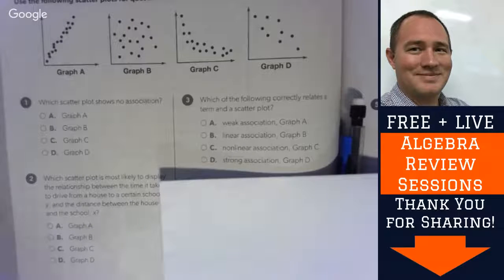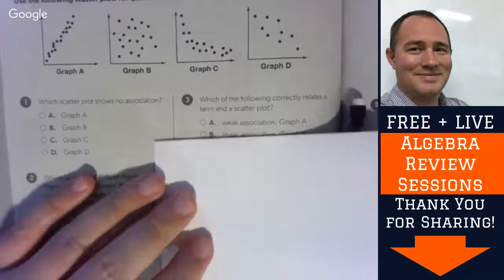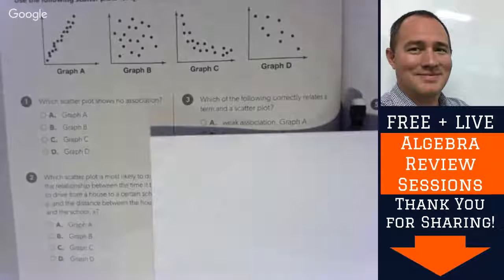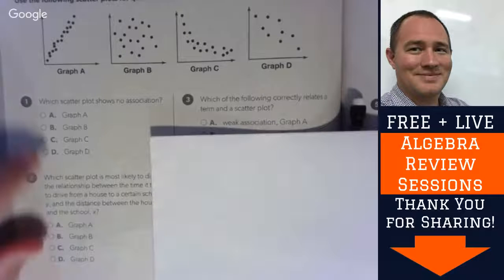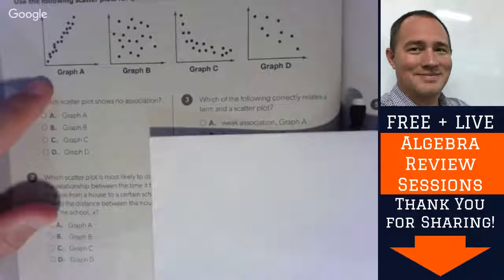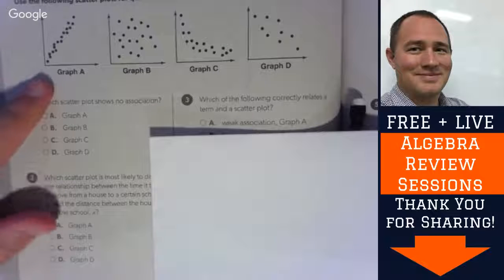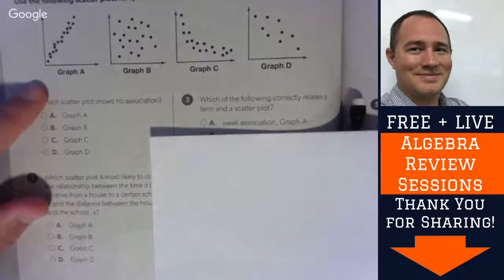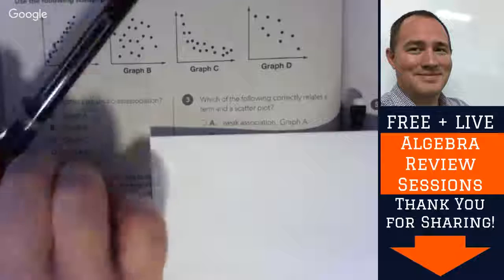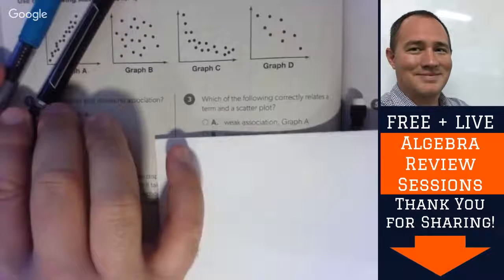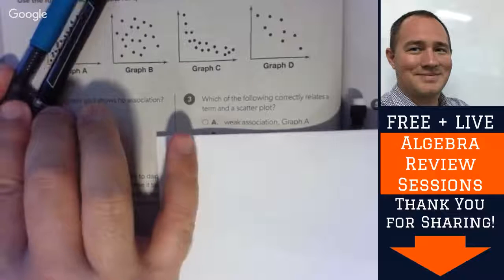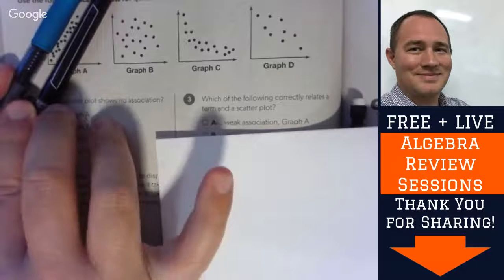All right. So question 3. Which of the following correctly relates a term and the scatter plot? So let's look at each of these one at a time. Would you think weak association and graph A are connected in any way? I would say no. Remember the association. If it's a strong association, the hallway that they all fit in is very narrow.